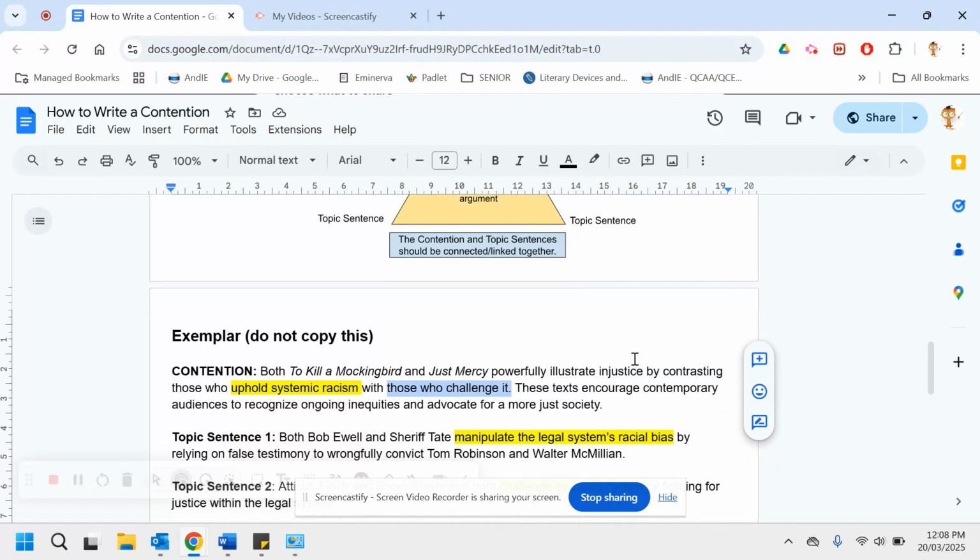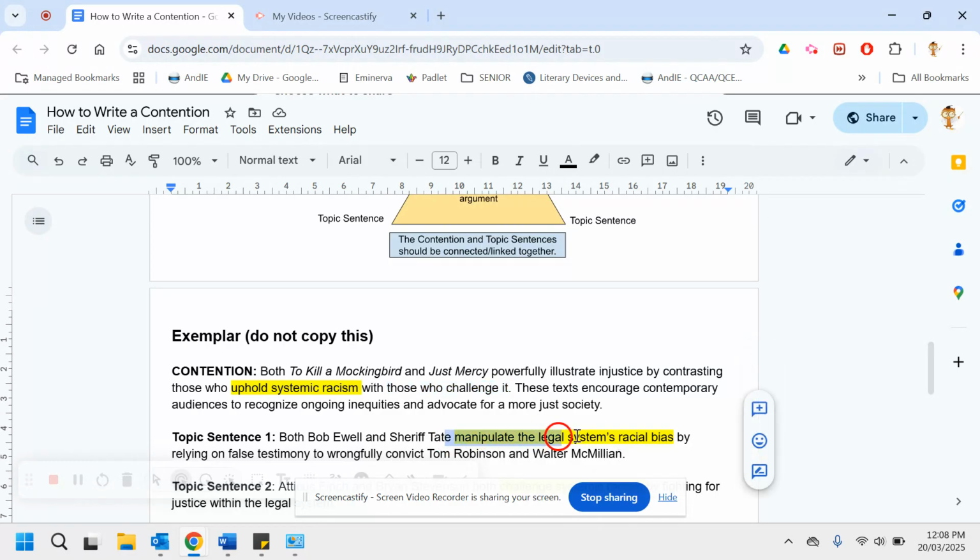how both of those characters take advantage of their whiteness and the racial bias and discrimination, prejudice and hatred in their communities, and how they exploit the all-white juries that are on the jury, or the men on the jury, to get a conviction for both these very innocent men. So that would be the content of my body paragraphs, talking about those two characters.